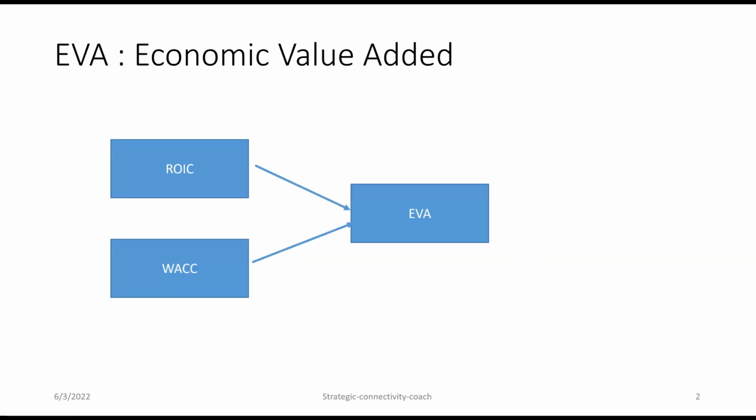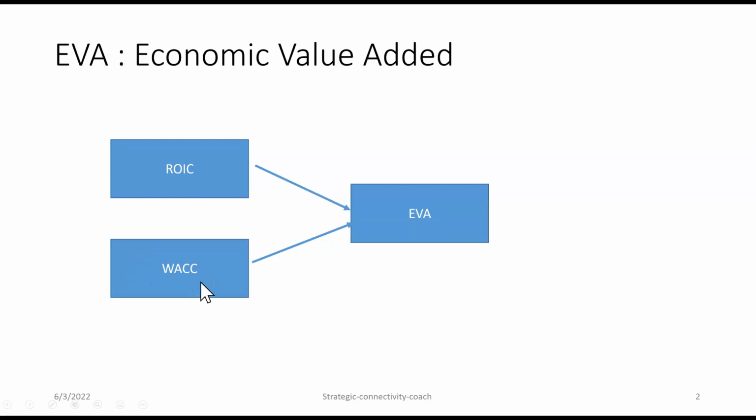Return on invested capital, ROIC, and weighted average cost of capital are two components that help us assess how much economic value is being added by the management team. Now, what does that mean? The ROIC is basically the performance of the company, and I'll talk more about that. But it's really a performance of the company, how well they are performing.